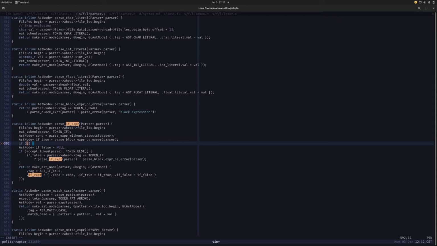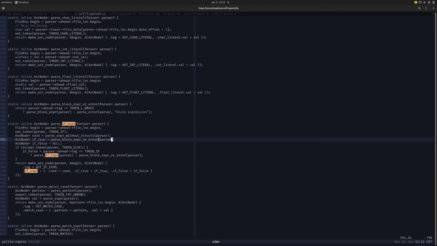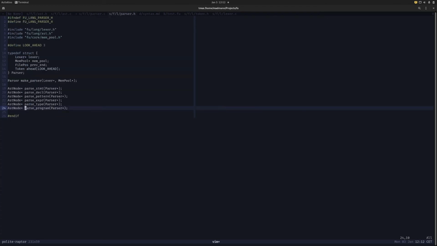Or if you do if C foo, that's not accepted in this language, in this grammar, and I don't want to accept it. So that's why I have this construct here that errors if this is missing. Then I look at whether there's an else branch or not. So if we see else, then we accept it, and then we parse the false branch.